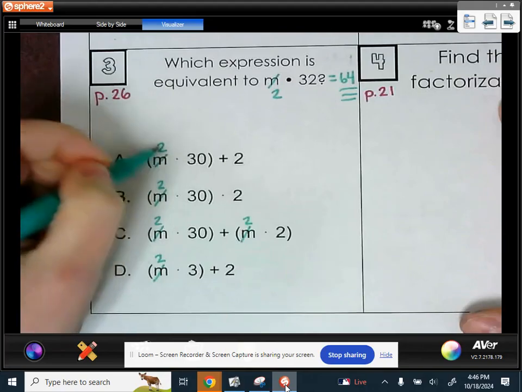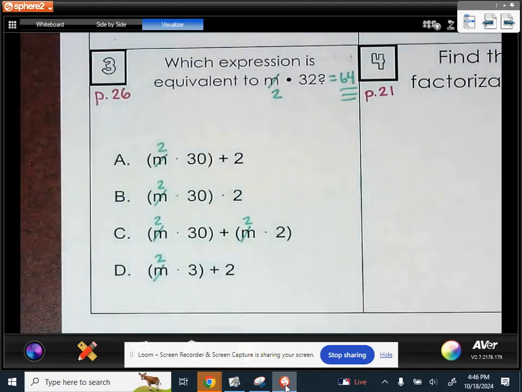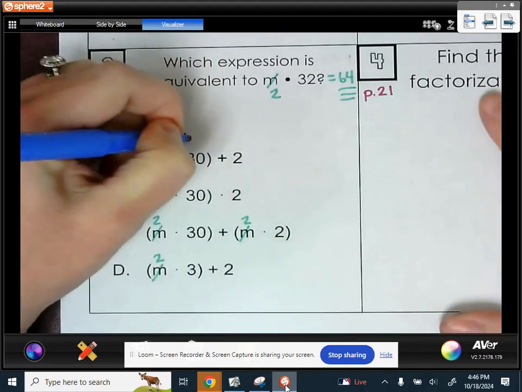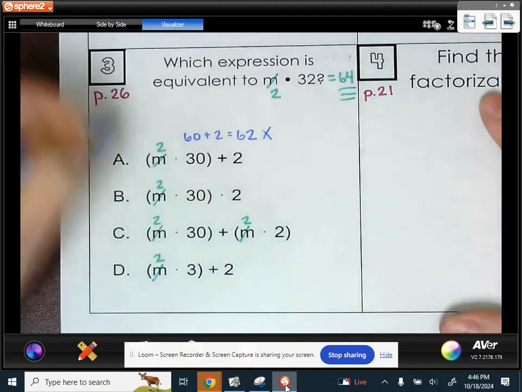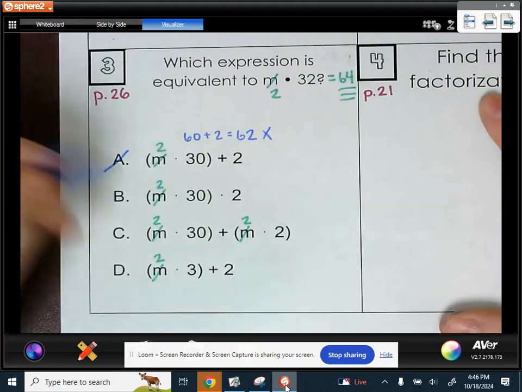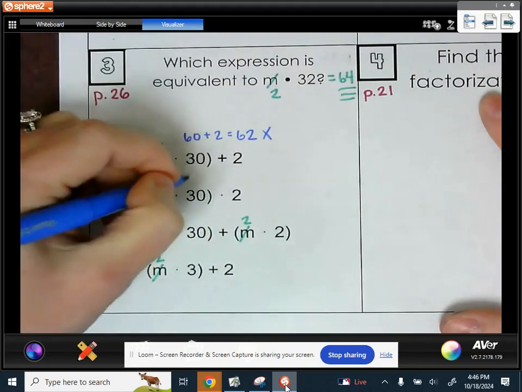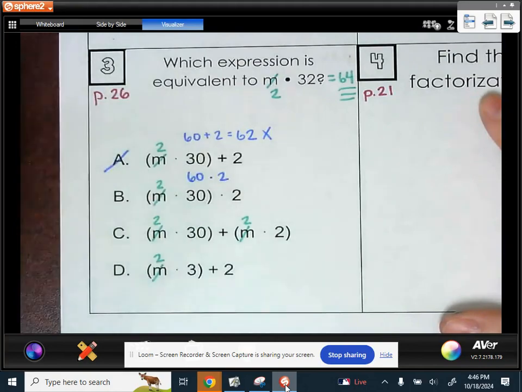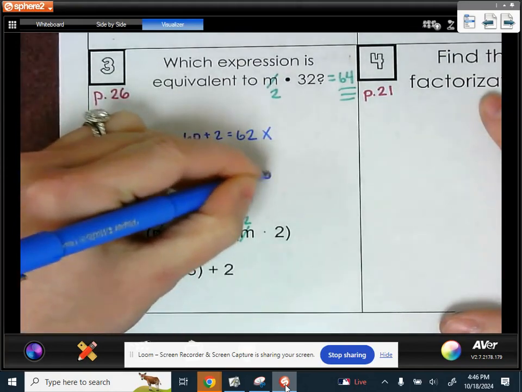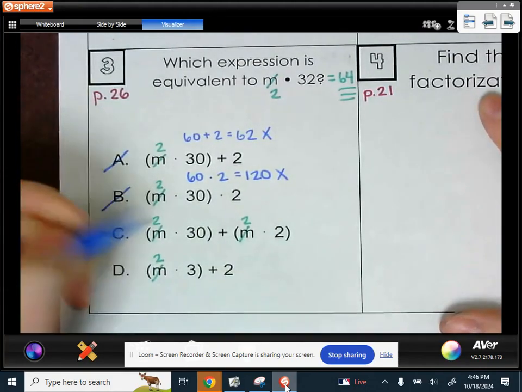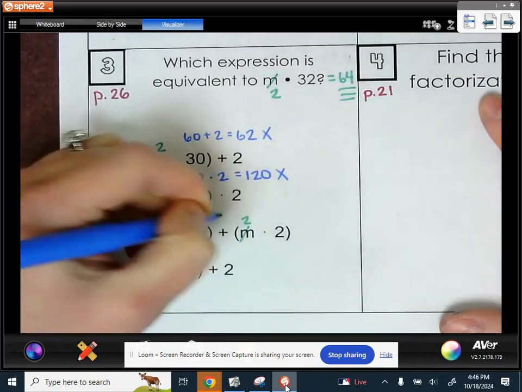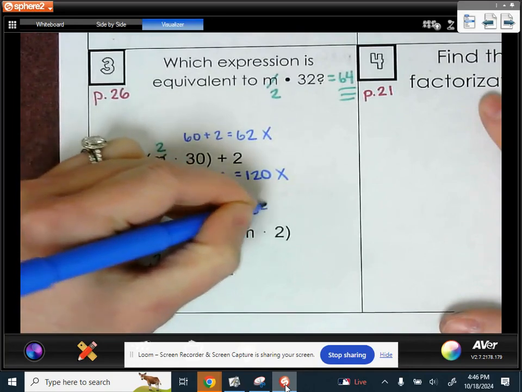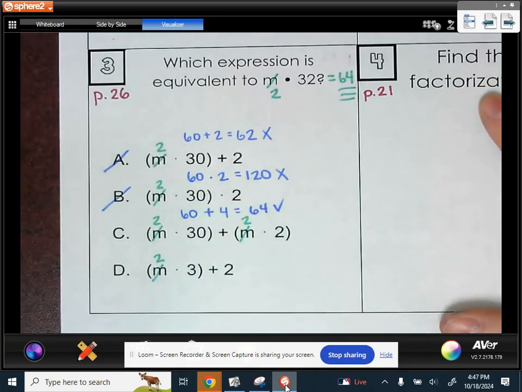If I do what's in the parentheses here, the 2 times 30 is going to give me 60, and then 60 plus 2 is 62, which is close, but it's not the number we were looking for. On this one, we've got 2 times 30, which is 60, but then we have times 2, which is going to give us 120. That's too big. Here we have the 2 times 30, which is the 60, and then 2 times 2, which is 4. 60 plus 4 is 64, so that looks good.